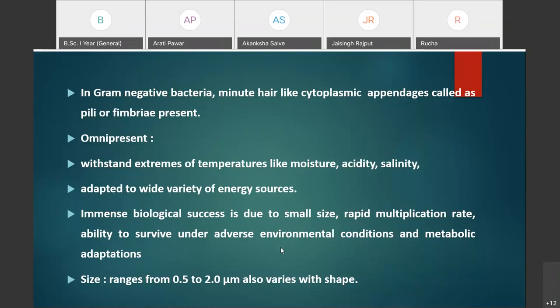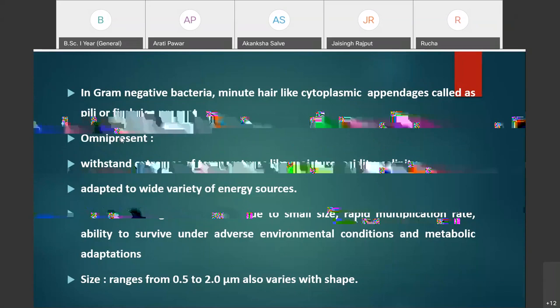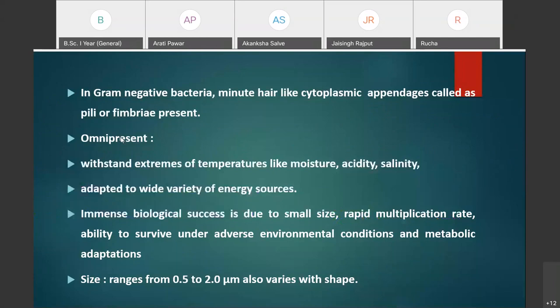Then the viruses are omnipresent. Why are we saying that viruses are omnipresent? Because viruses are cosmopolitan in distribution. Cosmopolitan in distribution means what? These are present in all possible habitats one can think of. That means they are present in all possible habitats one can think of.